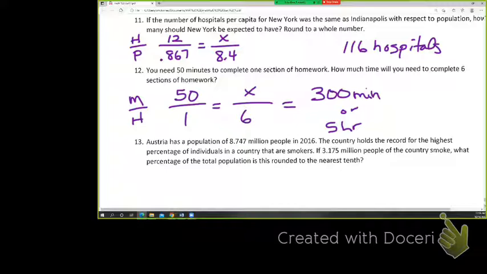So the population, if we're wanting the percentage of total population, the total population would be on the bottom. The smokers would be on the top. And then we're looking for the percent out of 100. And then this says what percentage to the nearest tenth. So you're going to keep 1 decimal place. Tenth would be 1 decimal place.